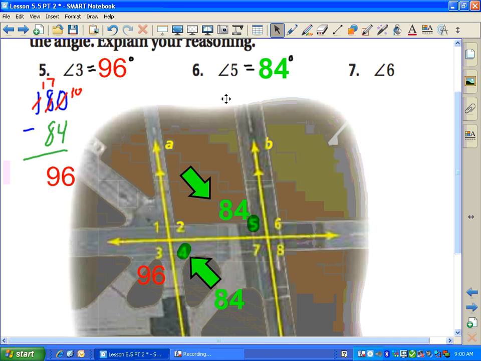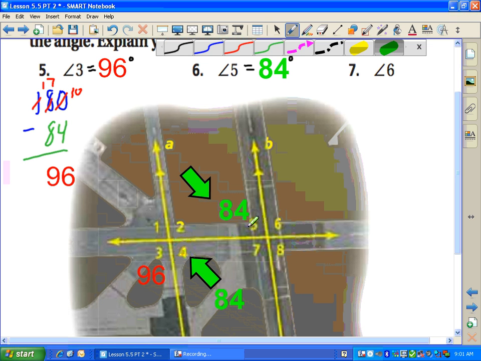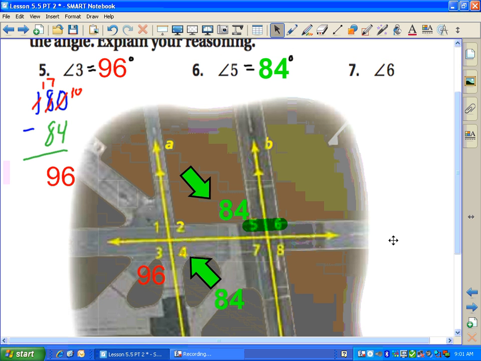Angle 6. Well, by definition, I could say that these two are supplementary to each other. And I could say 180 minus 84 is 96. Or I could work it again, but that'd be a waste of time because don't you want to go watch the Cubs lose like I do?